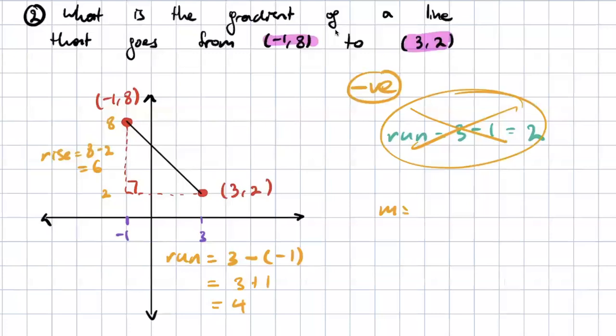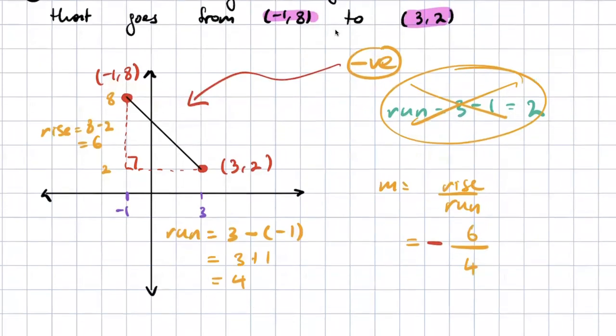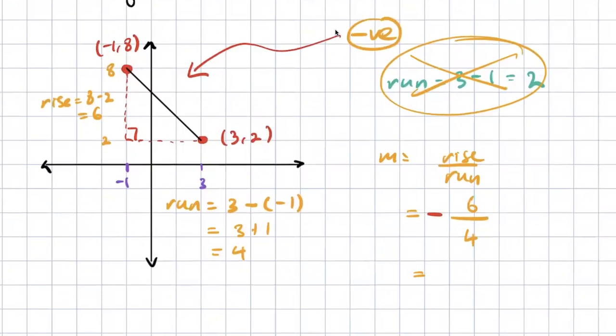Calculating, our m is going to be equal to our rise over our run. So our rise is 6, our run is 4, and we must remember that our line is sloping to the left, so it has to be a negative. Then we just simplify our fraction down, which will become minus 3 over 2.